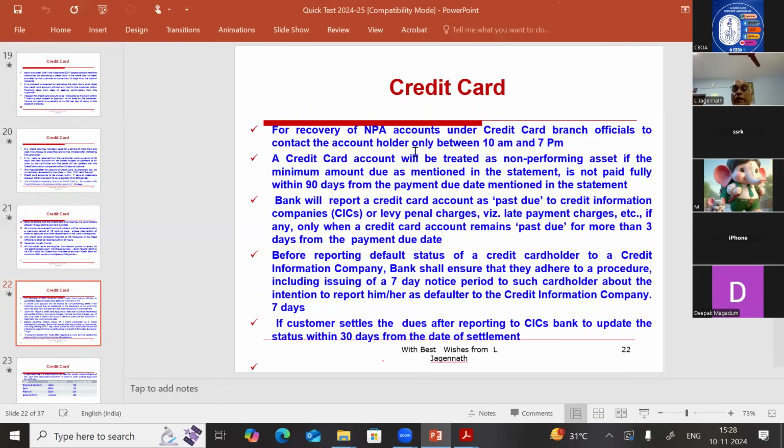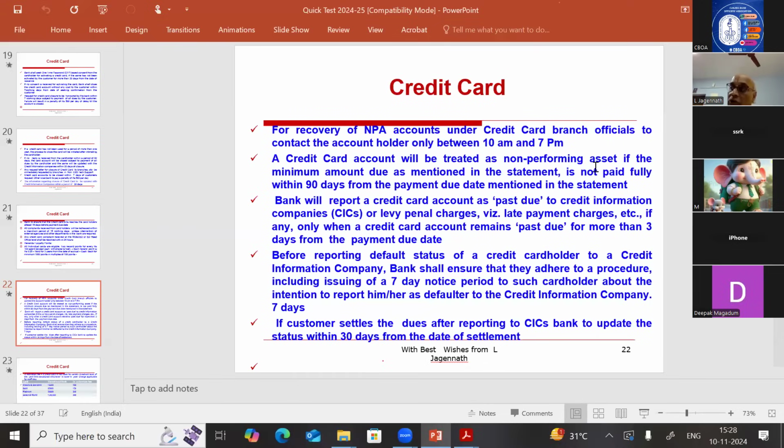Then this is another point. You can entrust the NPA accounts under credit card to the recovery agent. For recovery of NPA accounts in credit card, branch officials or recovery agents are to contact the cardholder only between 10 a.m. and 7 p.m. In the case of other normal NPA accounts, that is your NPA customers, it is 8 a.m. to 7 p.m. Under credit card, it is 10 a.m. to 7 p.m.